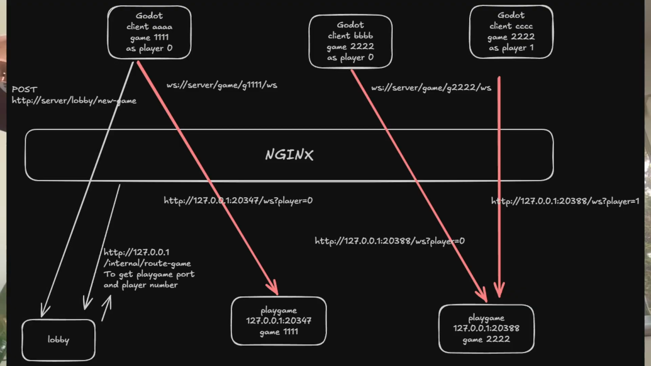There are 3 pieces of software running in my VM. 1. nginx. This is the reverse proxy. It talks to the outside world on port 80, and that's the only thing that the outside world can talk to. 2. The lobby. This is a small Go program, and it kind of manages what games are running right now on which port, and it is able to spawn new playgame services. 3. The playgame service. So this is from the last video, the actual game server.